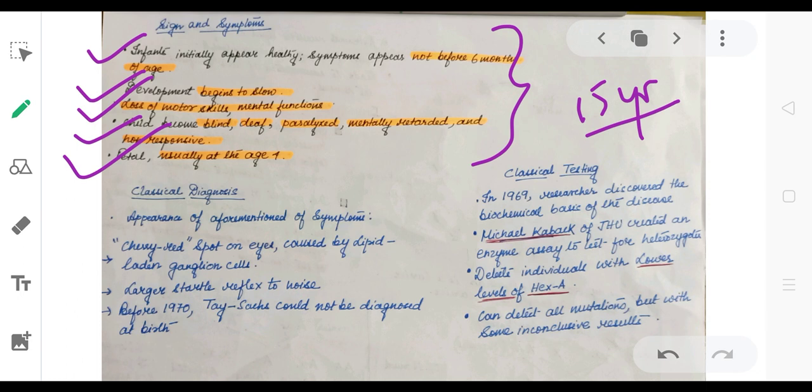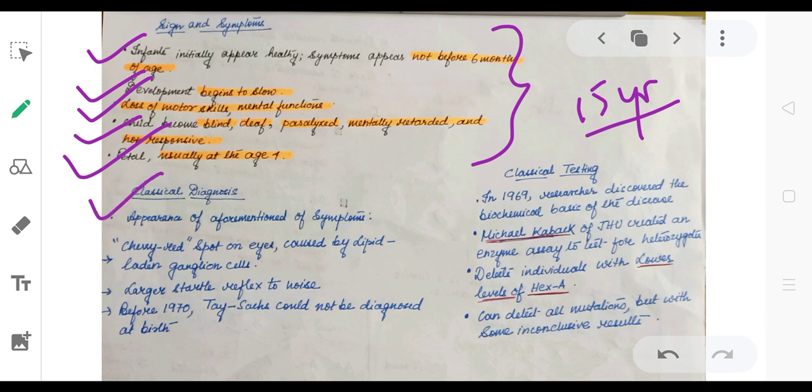Here you also have gait problems, spasticity, cognitive decline, and psychiatric illness, particularly schizophrenia and psychosis. People with late onset Tay-Sachs may become full-time wheelchair users in adulthood. So these are the 3 different classifications according to the symptoms. Then comes the classical diagnosis.